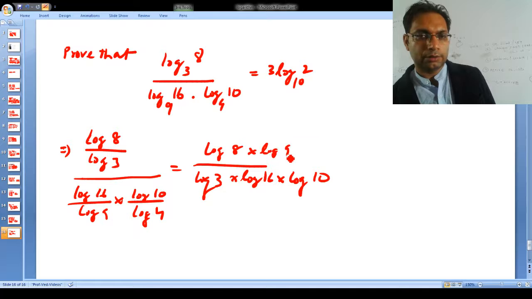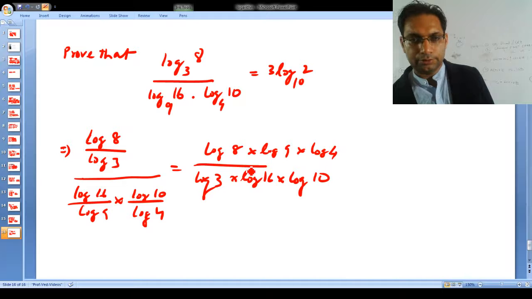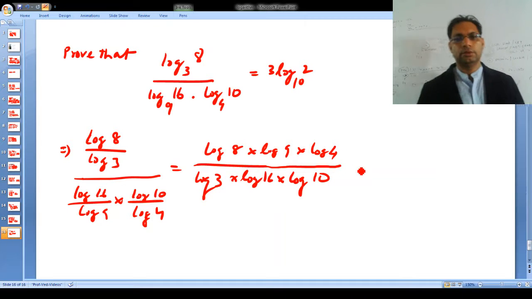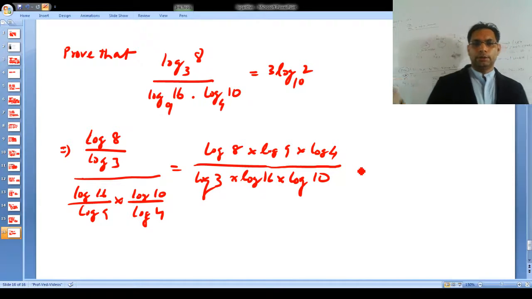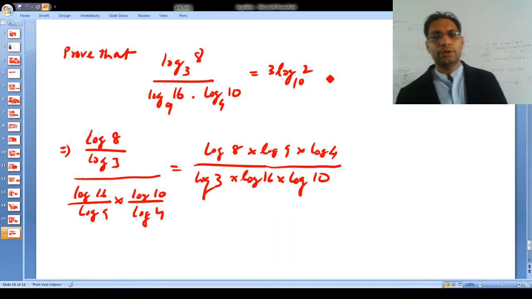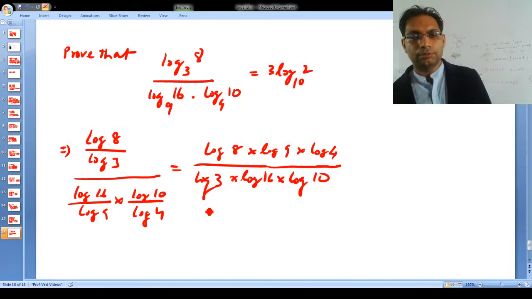Log 9 and log 10 will go up. Oh, log 4, I'm sorry. You will find yourself in this situation. Hey, what's the deal now? We have to break everything, solve everything. How will we solve? Because I've told you.